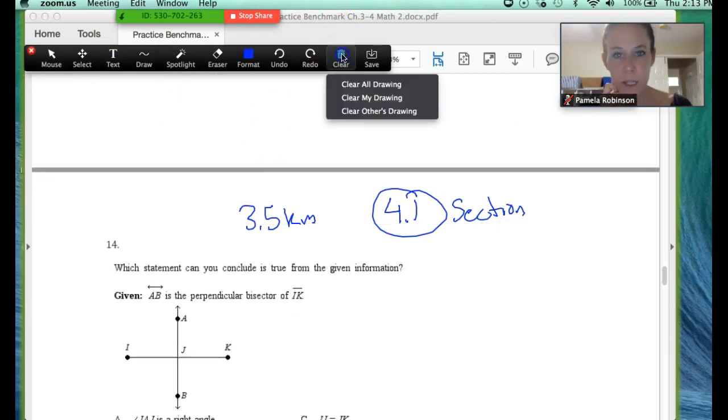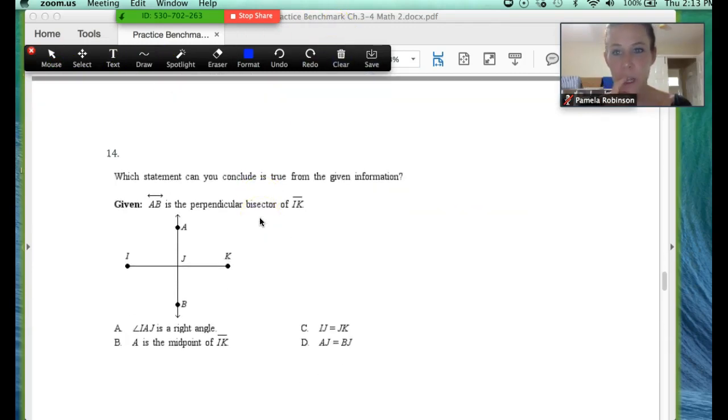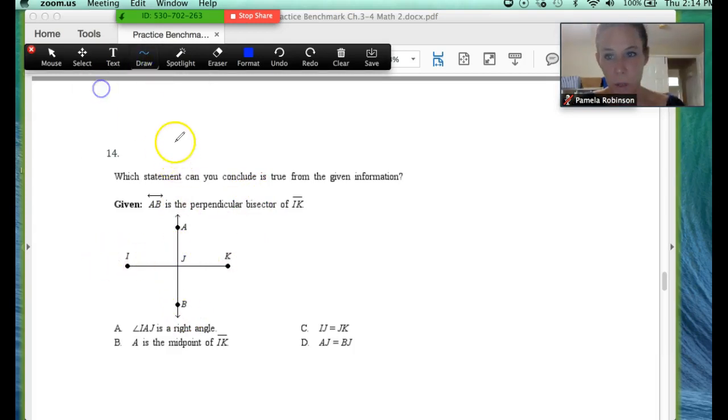All right, 14, let's clear that off. 14, which statement can you conclude is true from the given information? AB is perpendicular to IK. Oh, and it's the bisector. AB is the perpendicular bisector of IK. Let's mark what we know. If AB is the perpendicular bisector, we know it meets at right angles right there, so all four are going to be right angles. And then it bisects IK, so these two sides will be congruent.